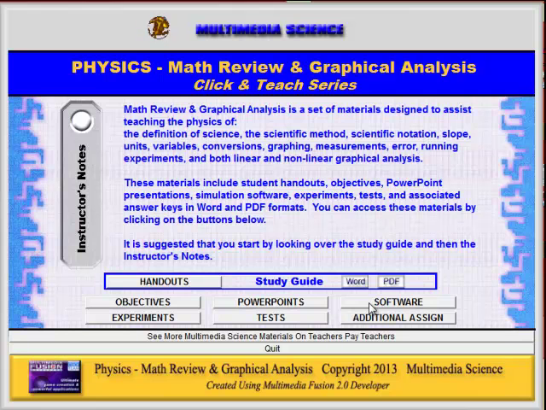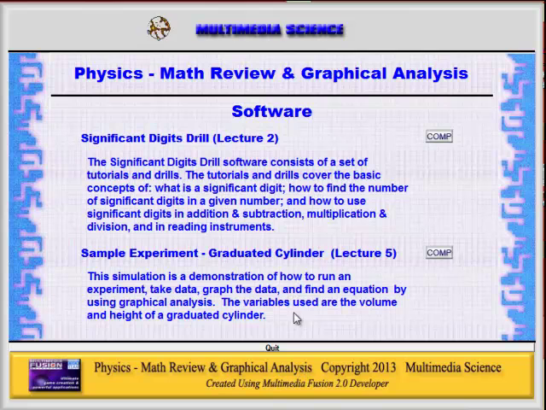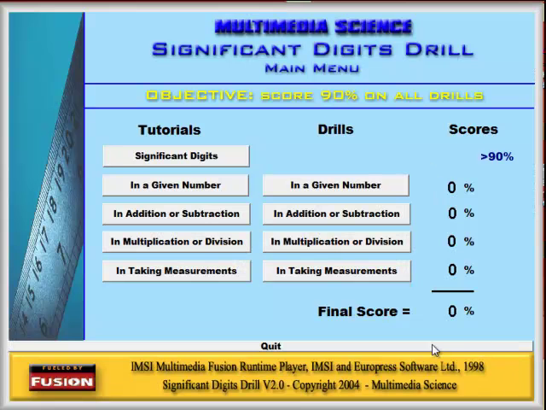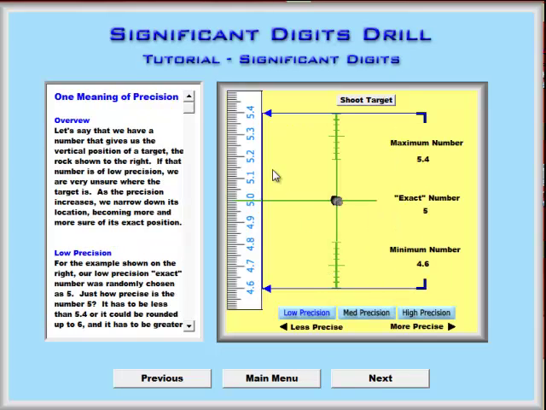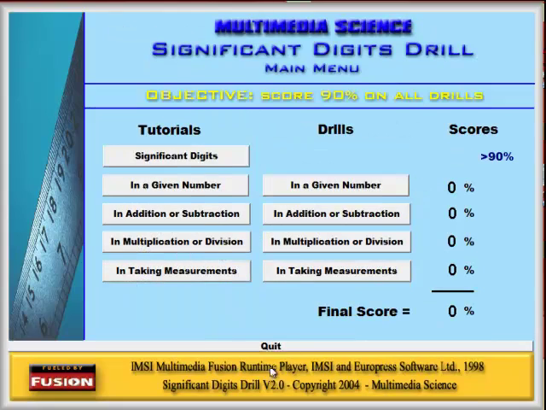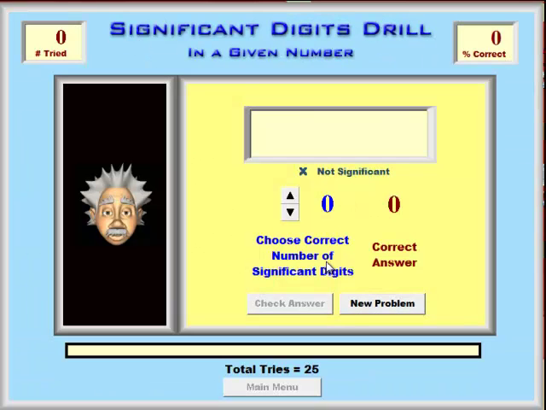There are two software modules. One is a significant digits drill, which will go through and allow students to understand exactly what it means to use significant digits and numbers, and also a number of drills that allow the students to practice.